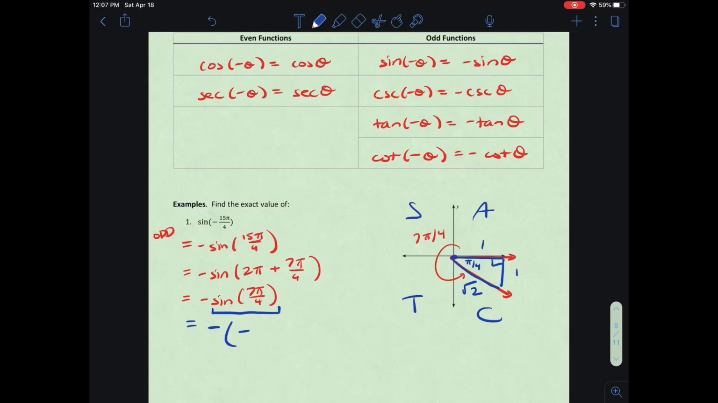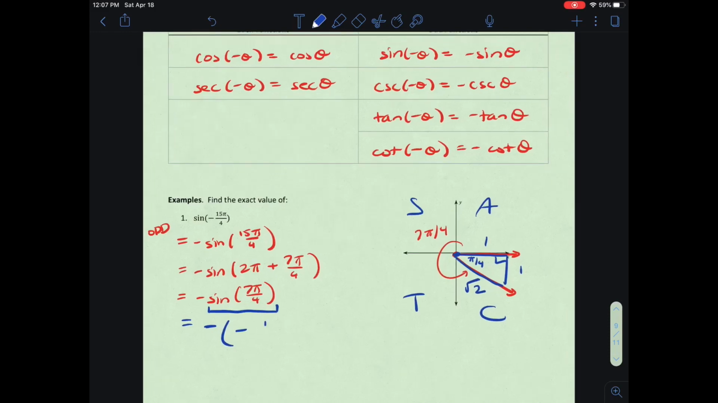And then to find sine of 7 pi over 4, I can just use a reference angle and find sine of pi over 4, which is just opposite over hypotenuse, or just 1 over square root of 2. And if you carefully simplify this out, you should get 1 over square root of 2, and then rationalizing it, you get radical 2 over 2.